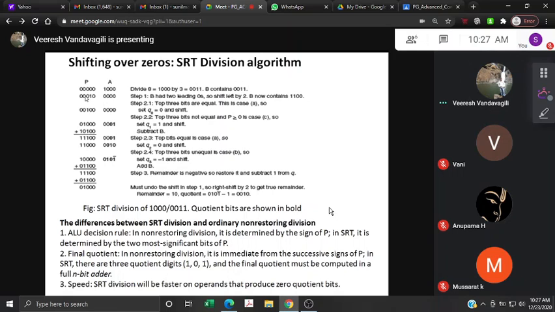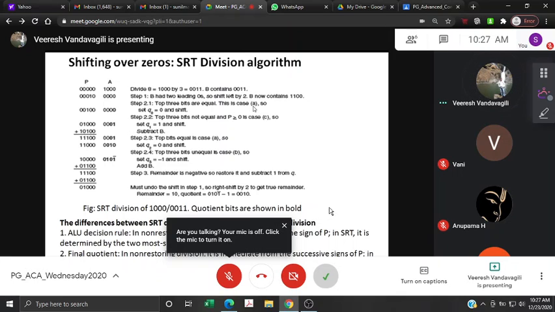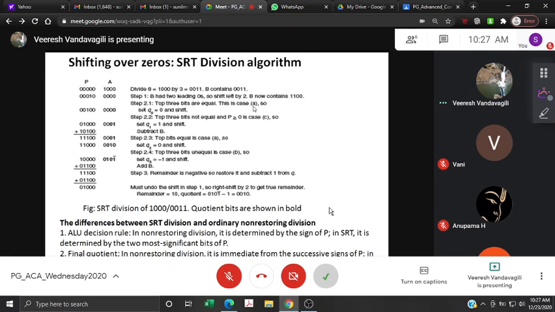Checking the condition here: the top three bits are equal. Yes, it is equal, so this is case A. In case A, we have seen that if the top three bits of P are equal, set Qi equal to 0 and shift P comma A one bit left.